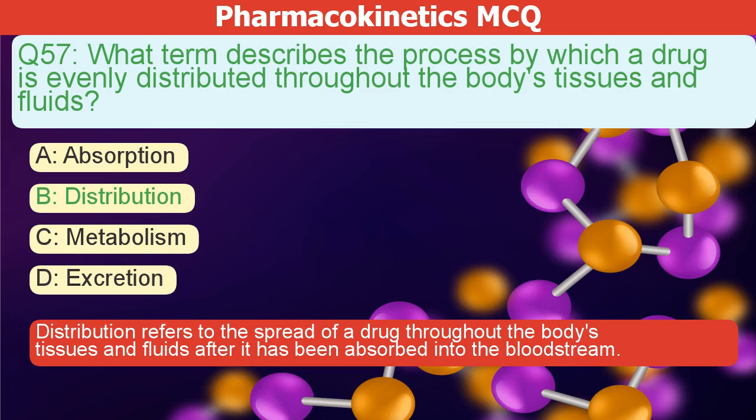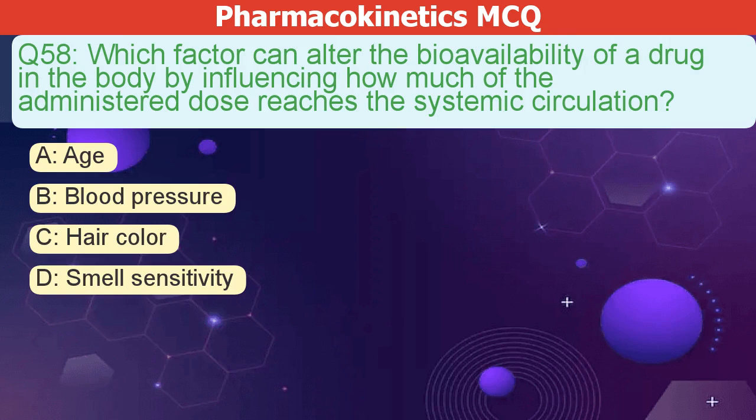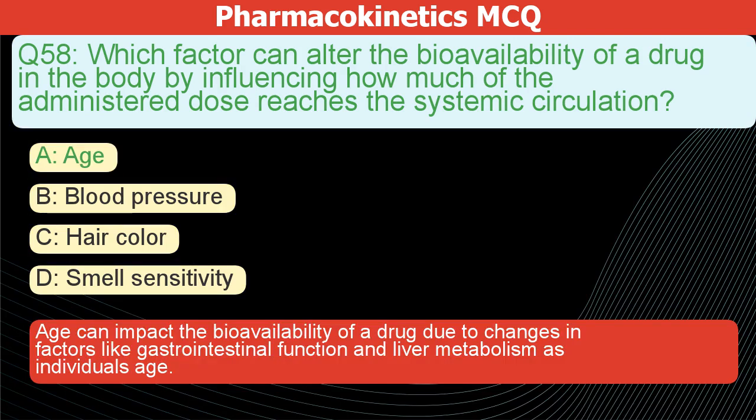bloodstream. Which factor alters a drug's bioavailability by affecting how much of the dose reaches the bloodstream? A. Age. B. Blood pressure. C. Hair color. D. Smell sensitivity. The correct answer is A. Age can impact how well the body absorbs and uses a drug. This is because things like digestion and liver function change as we get older.